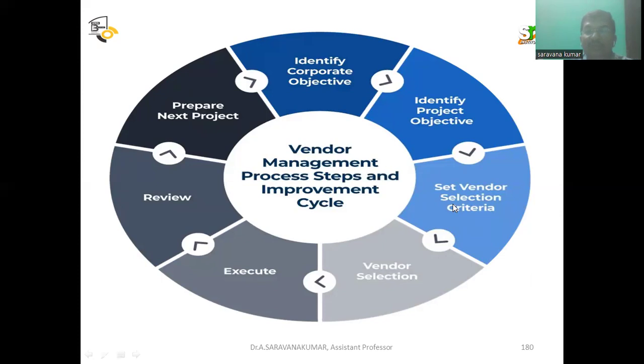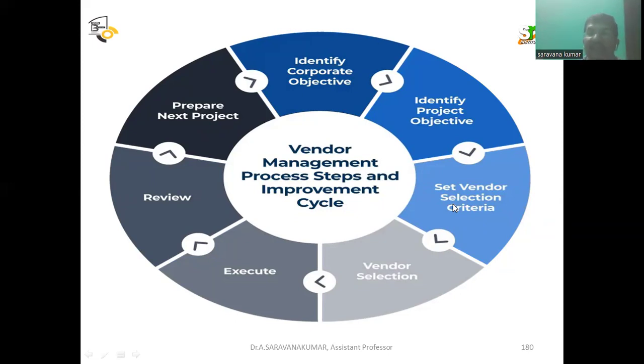So this is the structure for the vendor management process steps and improvement cycle. We will see them one by one. Identify the corporate objective. Corporate objective means the organization's objective. So what is a vision? What is a mission? So corporate objective, then identify the project objective. When we are going to finish, that is, identify the project objective.